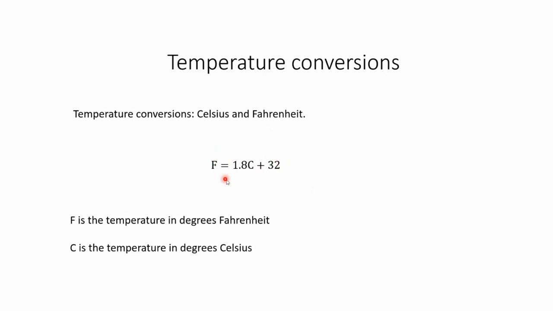What we will use is this equation. So that's how they convert from degrees Celsius to degrees Fahrenheit. They use this equation, where F, of course, stands for temperature in degrees Fahrenheit, and C stands for the temperature in degrees Celsius.